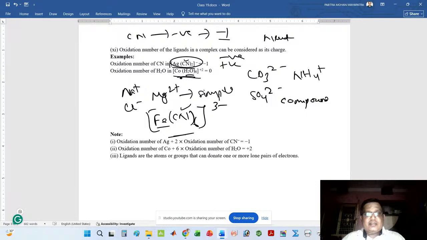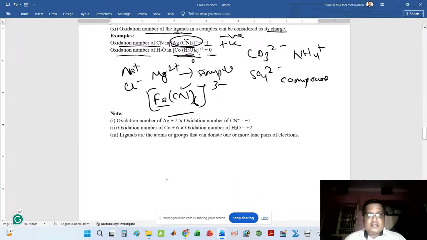Similarly, another complex radical is given, Co(H2O)6 2+. Here the water molecule is the ligand and it is a neutral ligand, so its charge is 0. As per the rule, the oxidation number of the ligand in a complex can be considered as its charge. Suppose I ask what is the oxidation number of CN in Ag(CN)2 -, you will say -1, because the oxidation number of the ligand is equal to its charge. The cyanide radical is -1 because its charge is -1. Similarly, in the complex radical Co(H2O)6 2+, water is the neutral ligand, so the charge is 0, and the oxidation number of water in it is 0.